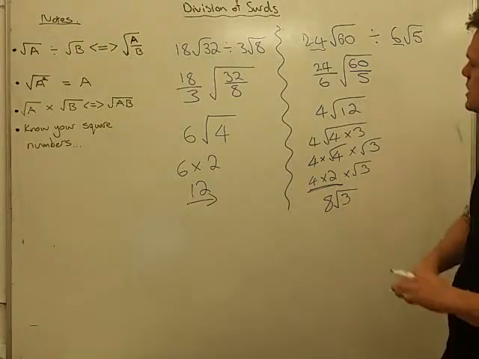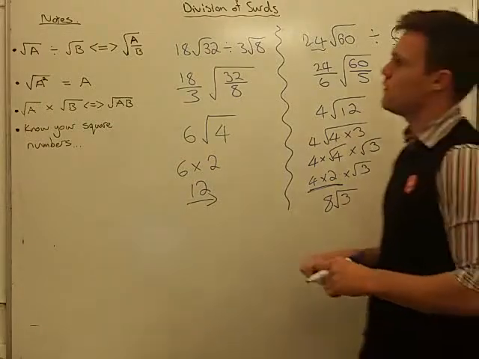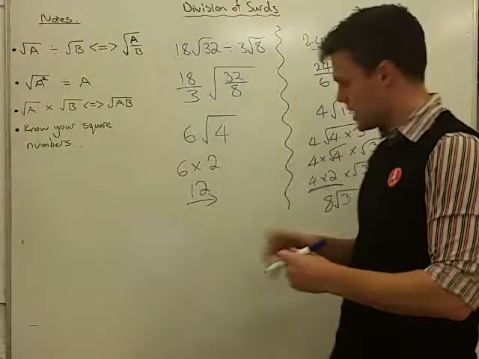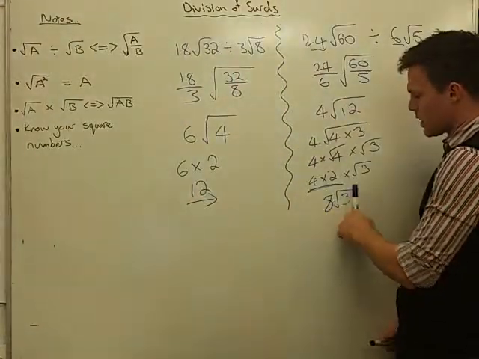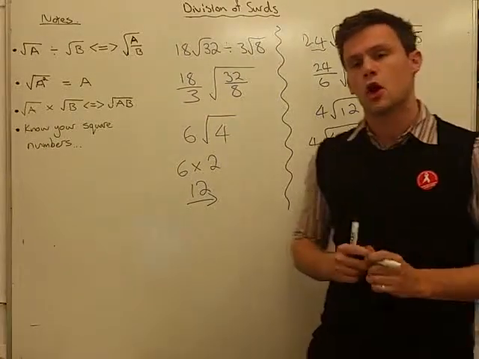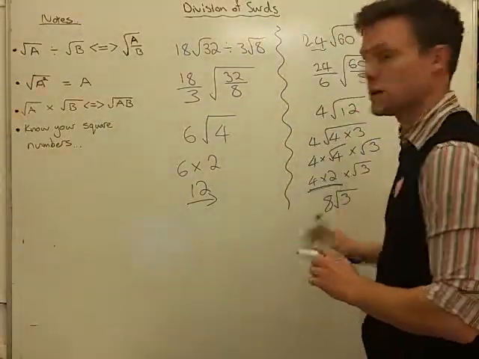By the way, when you see these, they'll often tell you, put this in the format a root b, where a and b are both integers. All they're saying here is that I want a number times the square root of a number where these two numbers are both integers, they're both whole numbers. That's all they're asking for there.